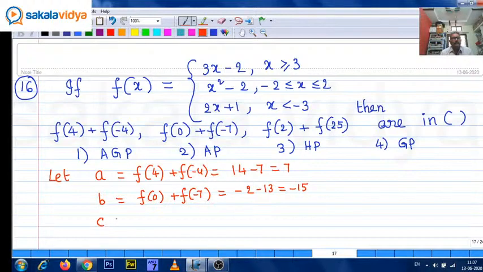Say C is f of 2 plus f of 25. Since 2 belongs to the second interval, 2 square is 4, minus 2 is 2, plus f of 25. 25 means first interval, 25 times 3 is 75, so 2 plus 75 minus 2 is 73. This will be 75.